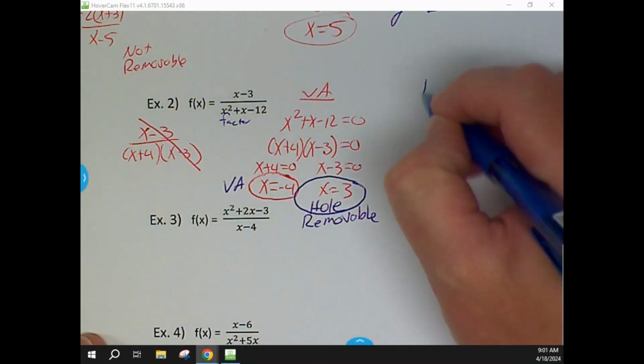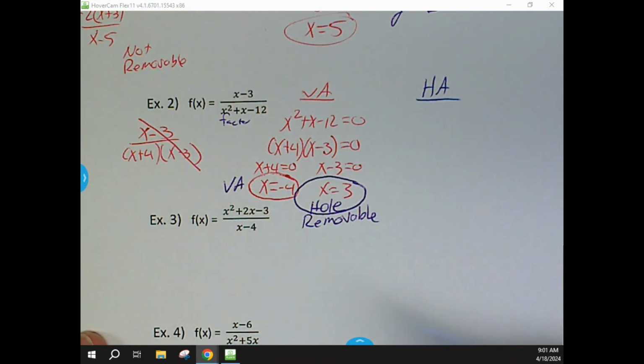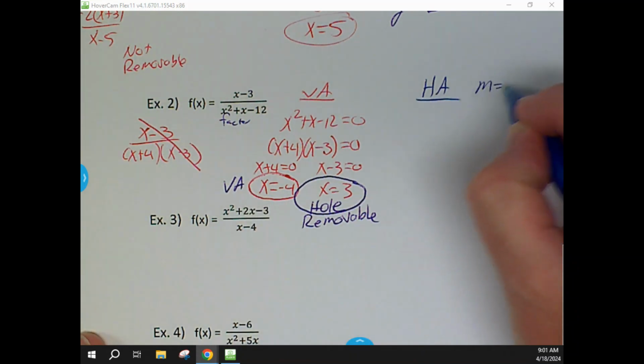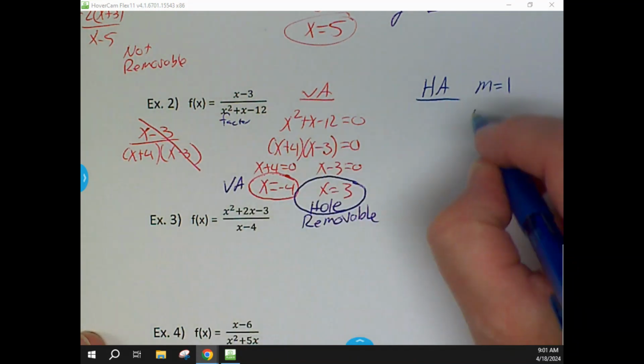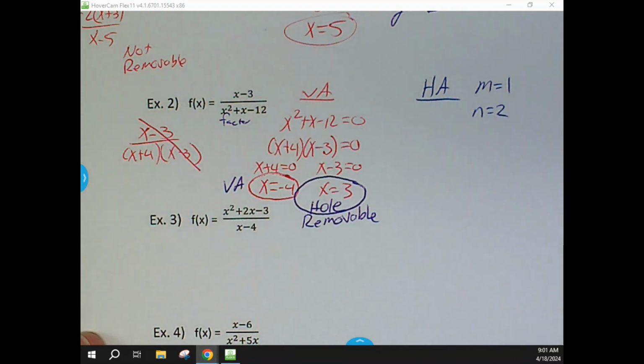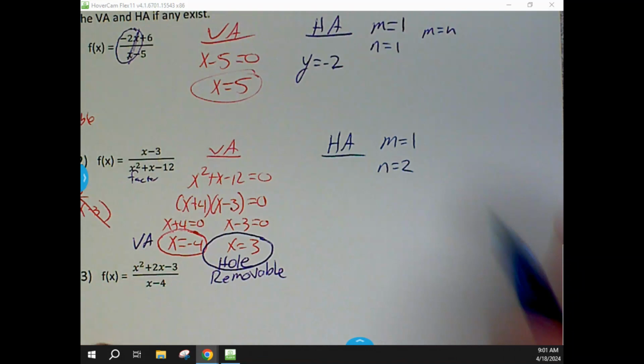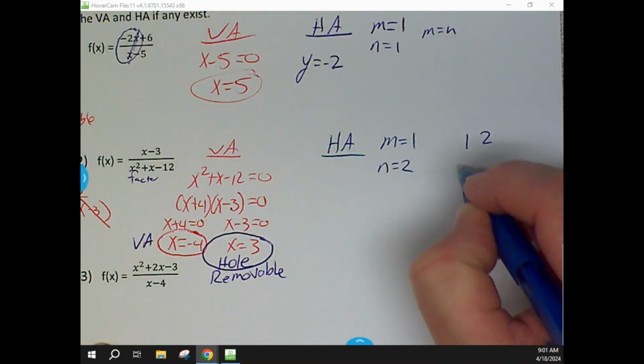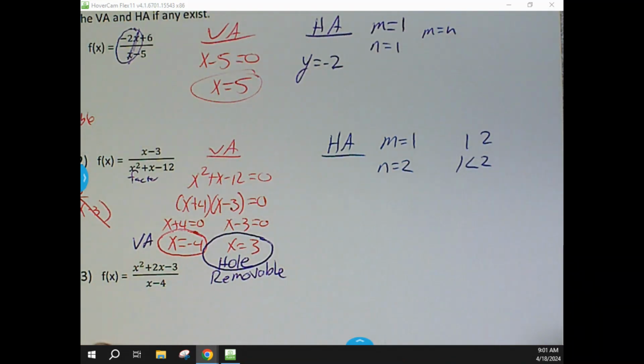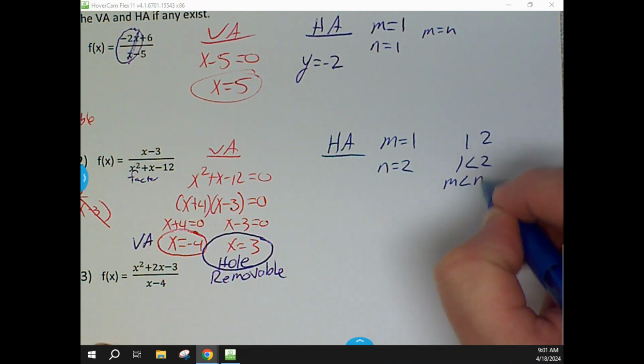All right, and then horizontal asymptote. Numerator is degree 1. Denominator is degree 2. And when you do these, you always compare m and n. M is always going to be first because it's alphabetical order. So if we're talking about m and n, if we've got 1 and 2, 1 is less than 2, right? So m is less than n.